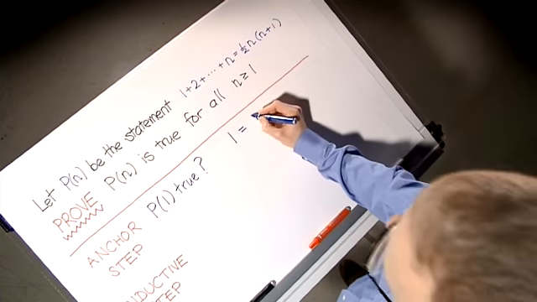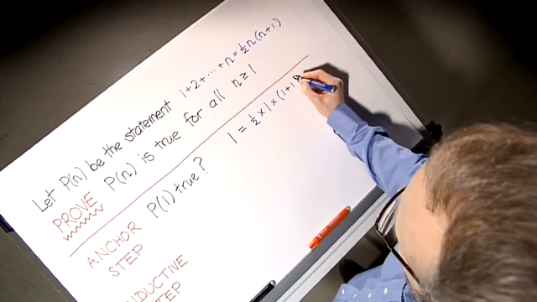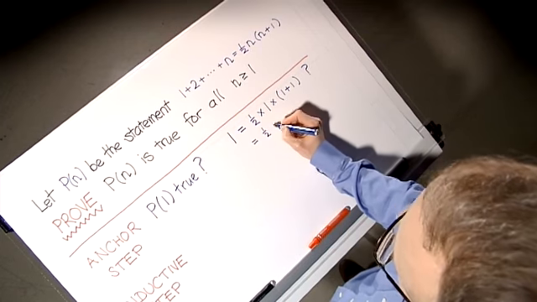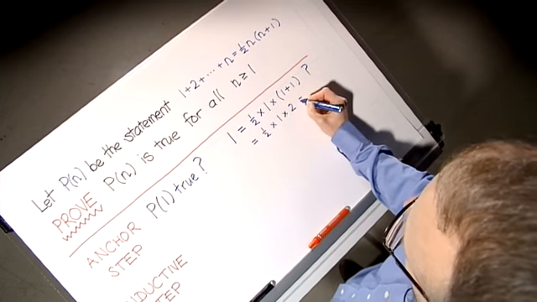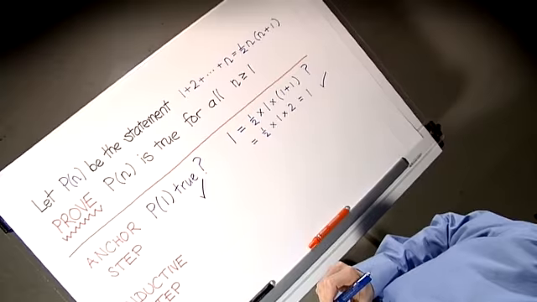And then our claim is that that should be a half times 1 times 1 plus 1. And we have to work out whether that's true or not. Well, a half of 1 times 1 plus 1 is a half of 1 times 2, and that is 1. So the anchor step is true. P of 1 is true. Now let's go to proving the inductive step. If we assume that P of n is true, in other words, the sum of the first n natural numbers is a half n plus 1, we're going to try to show that it has to follow that P of n plus 1 is true.